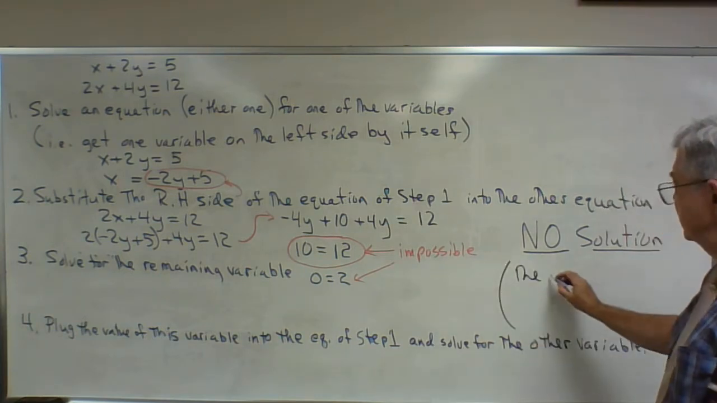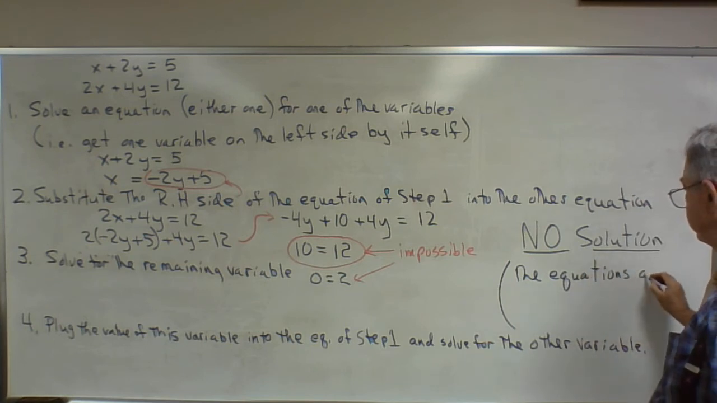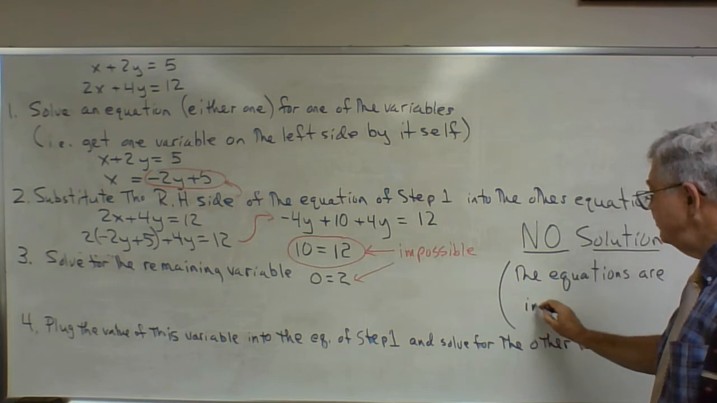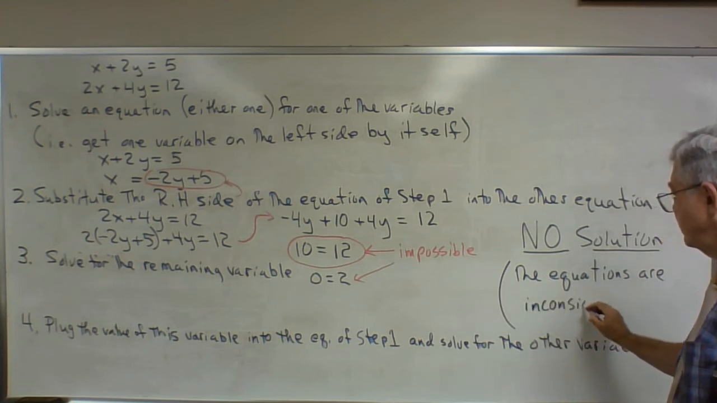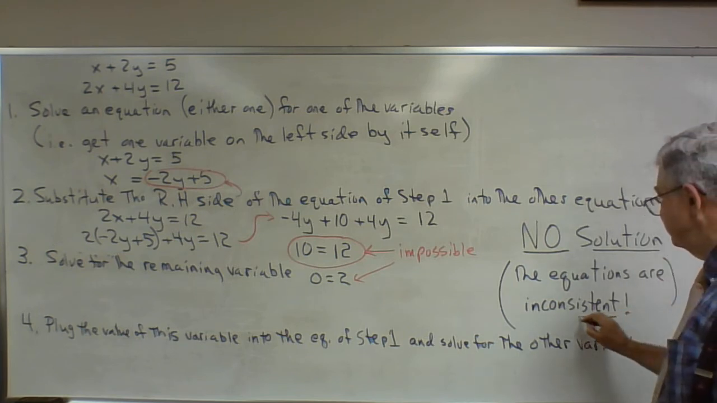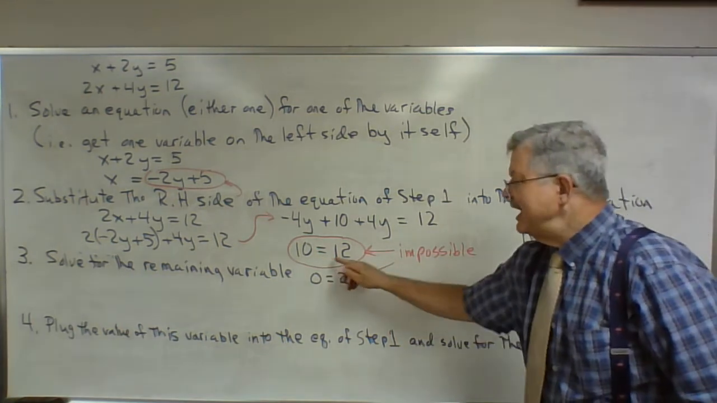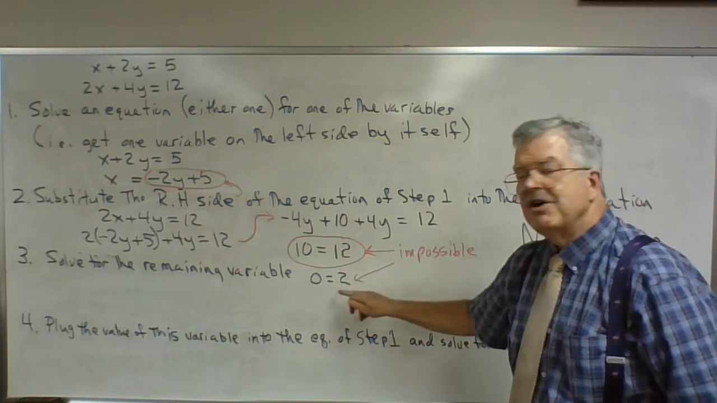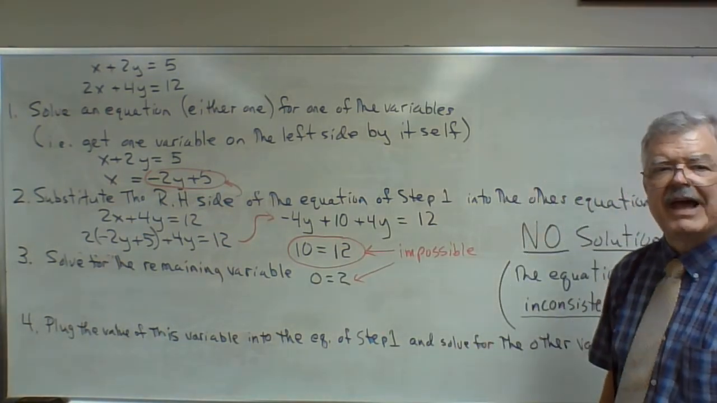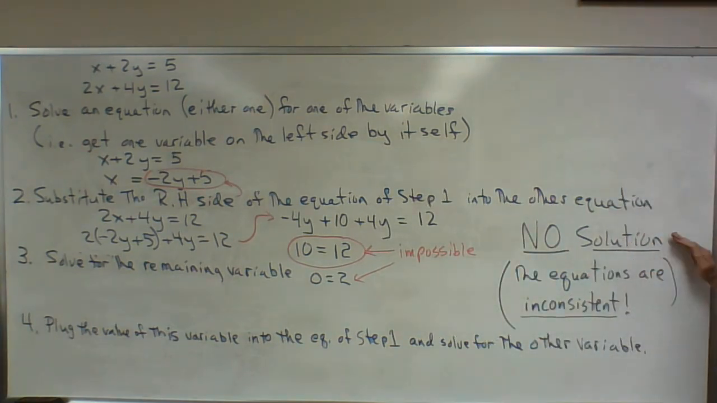And in mathematical lingo, we'd say the equations are inconsistent. Whenever we get something like this, 10 equal 12, or 0 equal 2, or something like that, something that's impossible, what that means is that there's no solution. The equations are inconsistent.